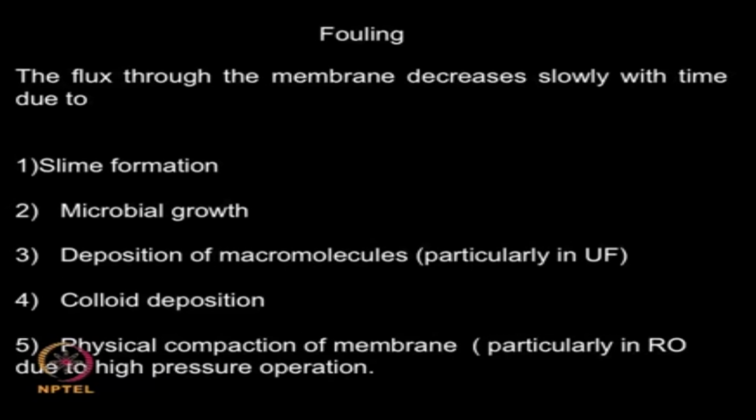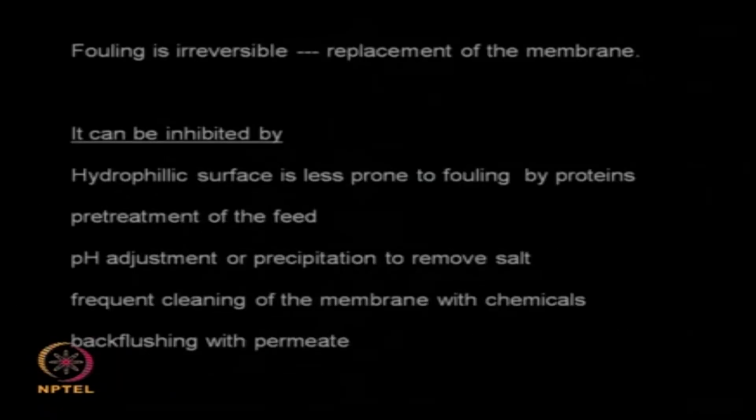So the flux gets affected over a period of time because of slime formation, because of microbial growth, that means you can have bacteria, algae, fungal, all those things, deposition of macromolecules especially in ultrafiltration membranes, because ultrafiltration may be having a lot of proteins and other material, colloidal deposition, lot of colloids, salts, physical compaction of membrane, because you are applying such high pressure especially in RO that the whole membrane gets collapsed and compressed, that is called the physical compaction.